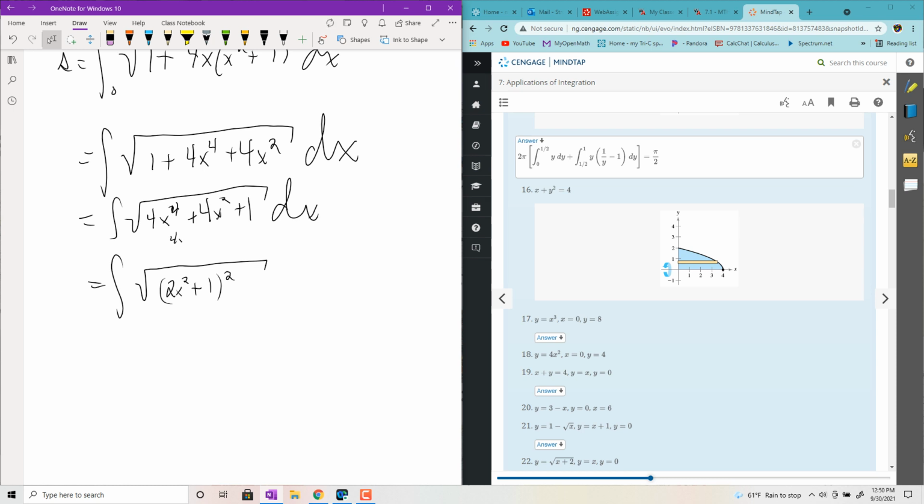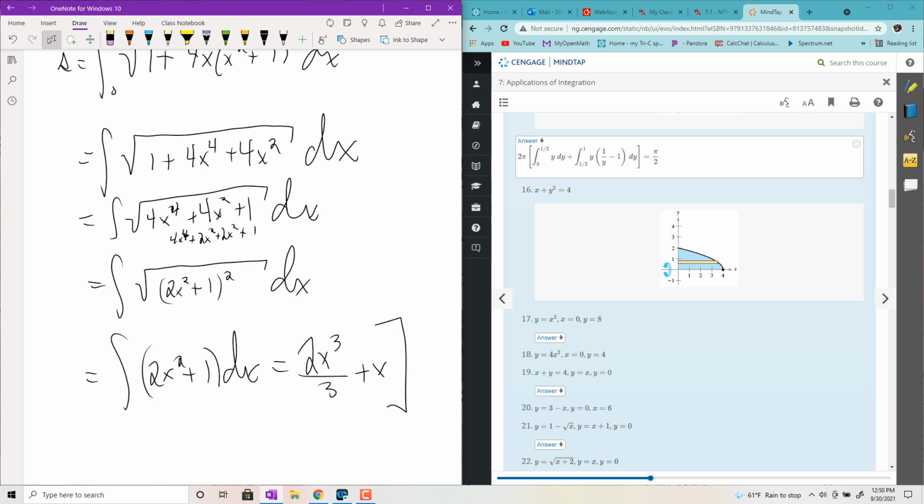So you get 4x to the 4th, plus 2x squared plus 2x squared plus 1. Yeah, it works. Okay, great. That will allow you to get rid of the square root. So you'd end up with 2x squared plus 1 dx. And then integrating that, you get 2x cubed all over 3 plus x. Evaluate from 0 to 3.